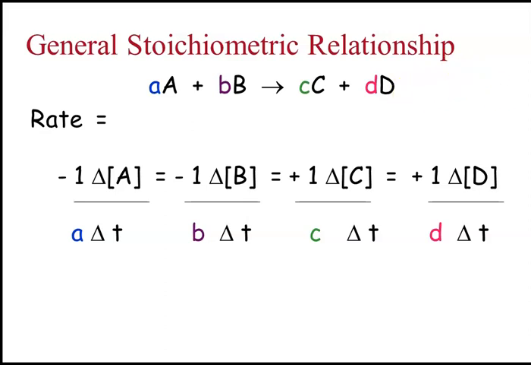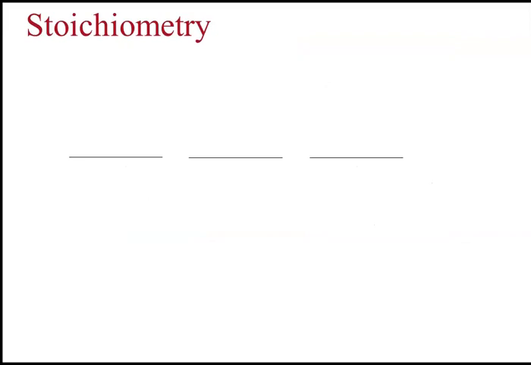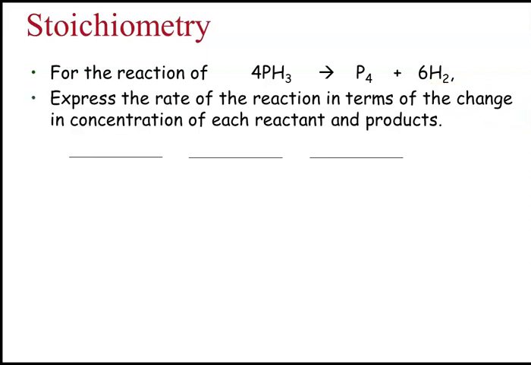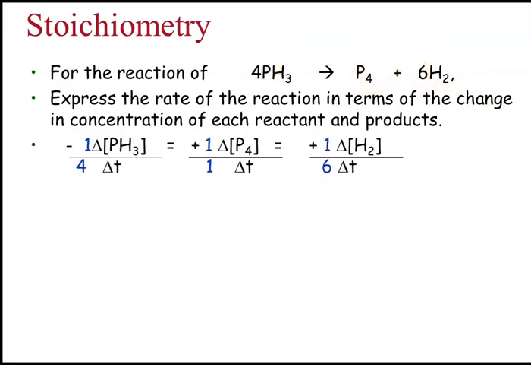Now we're going to go to an actual equation. So here's our equation. 4 of these are equaling 1 of those, equaling 6 of those. If I wanted to express those reactions in terms of their change in concentration, and that is how we're going to do that, I would make this guy negative, those positive, and then I could set them equal to one another. That looks like this.